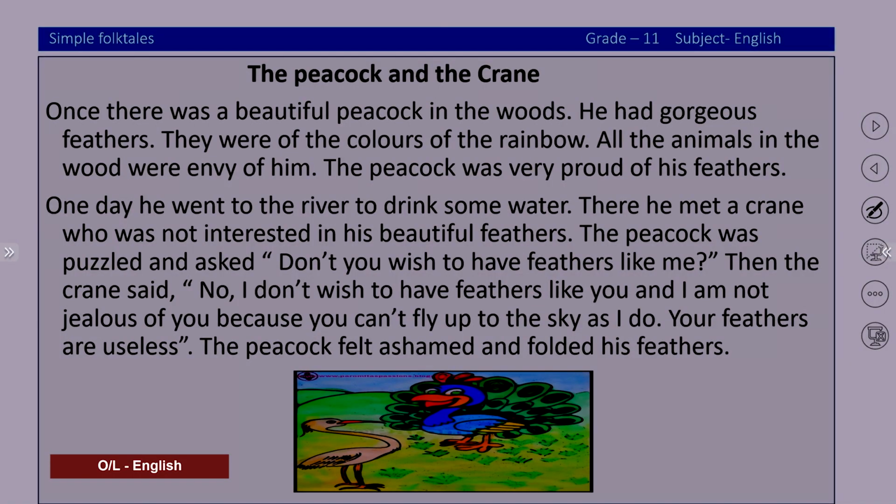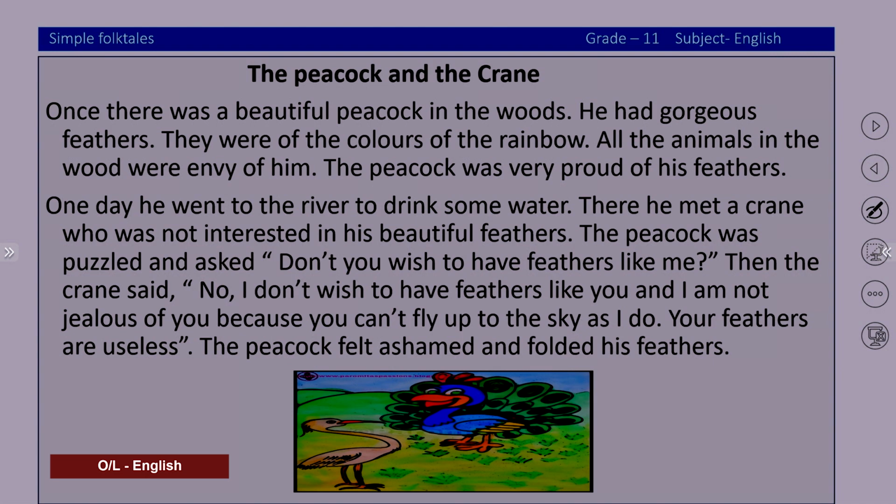Once there was a beautiful peacock in the woods. He had gorgeous feathers. They were of the colors of the rainbow. All the animals in the wood were envy of him. The peacock was very proud of his feathers. One day he went to the river to drink some water. There he met a crane who was not interested in his beautiful feathers.